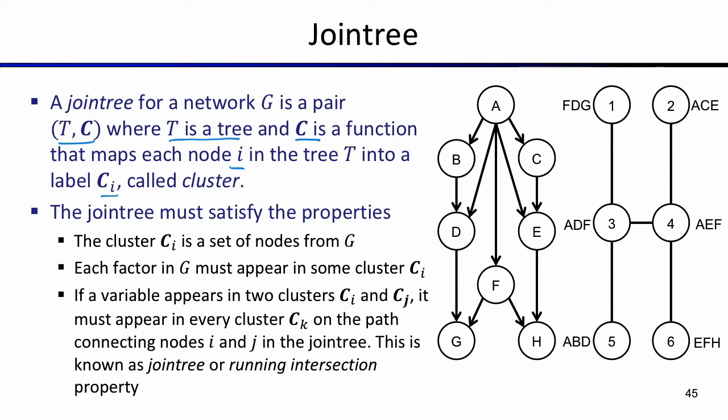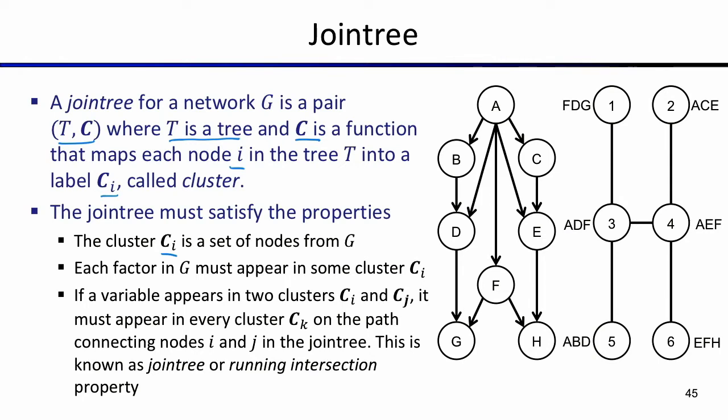The cluster Ci is a set of nodes from G. Each factor in G must appear in some cluster Ci, and if a variable appears in two clusters, Ci and Cj, it must appear in every cluster Ck on the path connecting nodes i and j in the Jointree. This is also known as the Jointree property or the running intersection property.